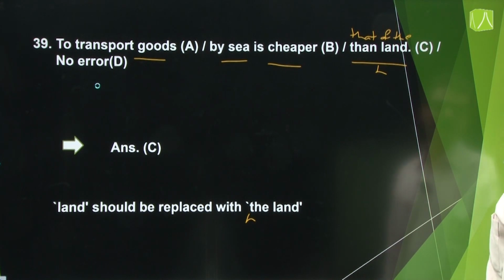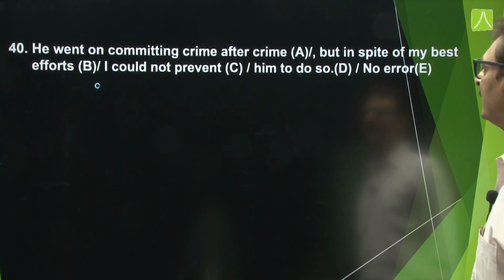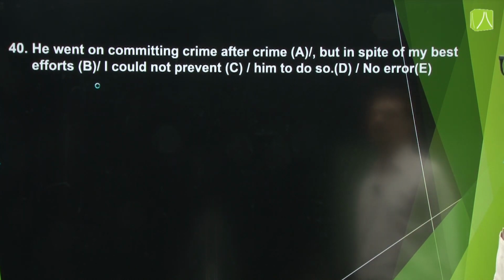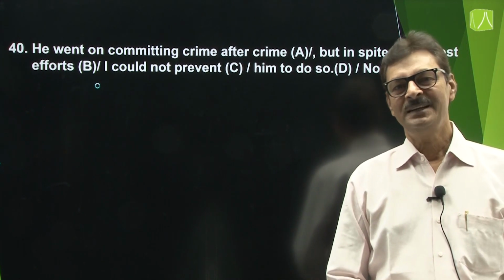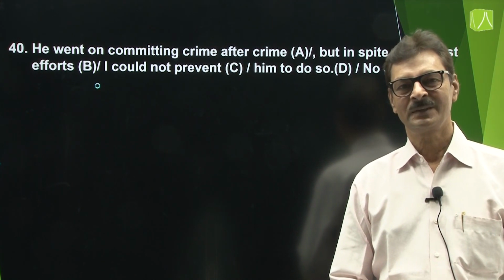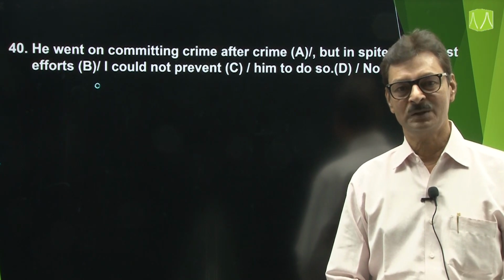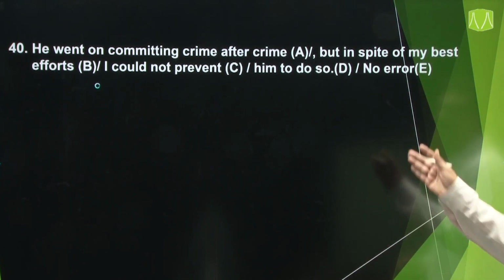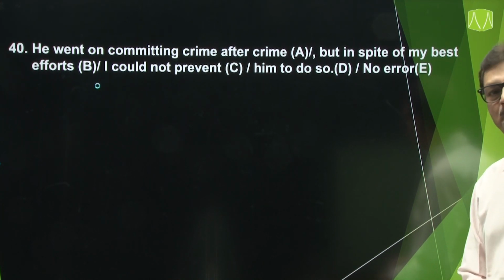And चलते हैं the last example for today. He went on committing crime after crime, but in spite of my best efforts, I could not prevent him to do so. Friends, read this sentence very carefully. Identify the error. Spot the error अगर हो इसमें तो. कर लिया? Are you able to spot the error? If you are able to spot the error, it's appreciable.